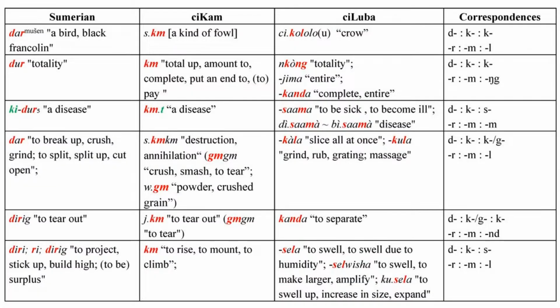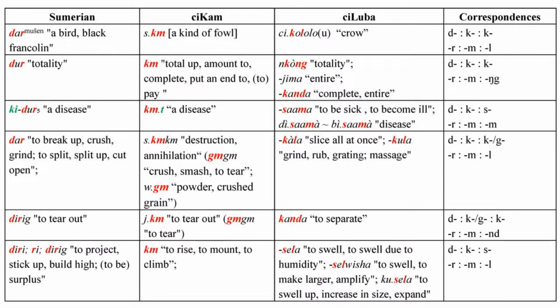So you can look at everything, pause this when you are reviewing or re-reviewing this video. But notice, for example, dar, meaning a bird, the black francolin, is in Egyptian sekem, a kind of fowl, which in Chiluba is chikololo, which is a crow, another black bird, right? We have dur, totality in Sumerian, which in Chikam or Egyptian is kim, total up, amount to, complete, put an end to, pay, right? Which in Chiluba manifests itself in several forms, dialect forms.